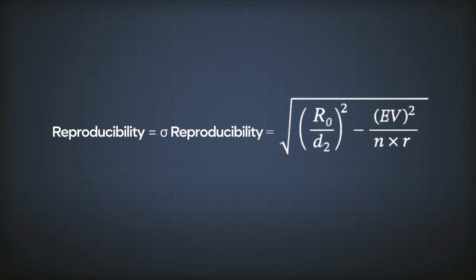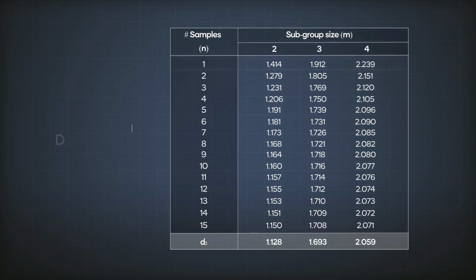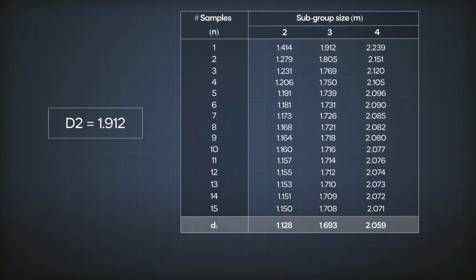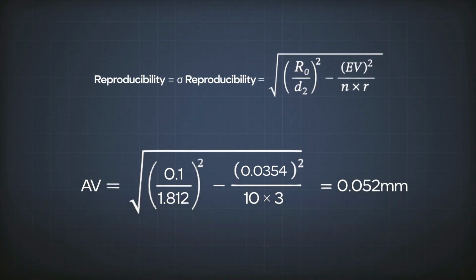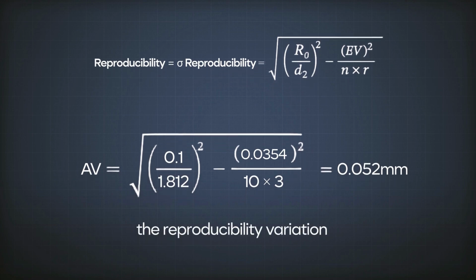But here in the AV calculation, the D2 value, the N in the table, is always 1, and the M represents the number of operators. So this means our D2 equals 1.912. We take this D2 value and substitute it in the equation. This result is AV, the reproducibility variation. This tells us how much variation comes from operator differences.